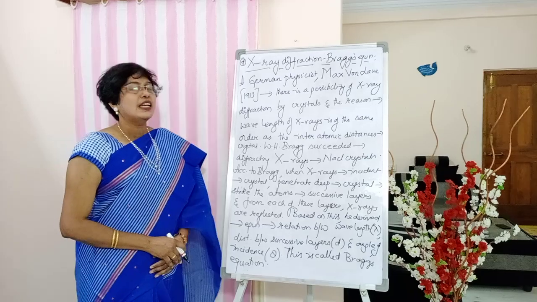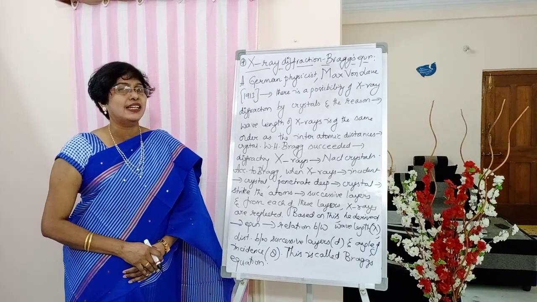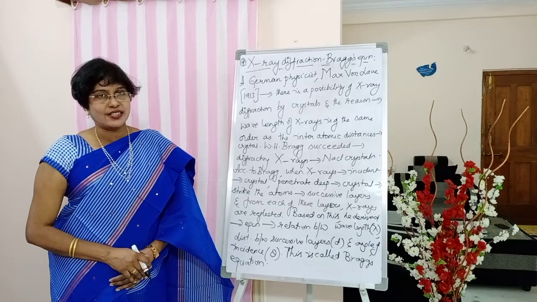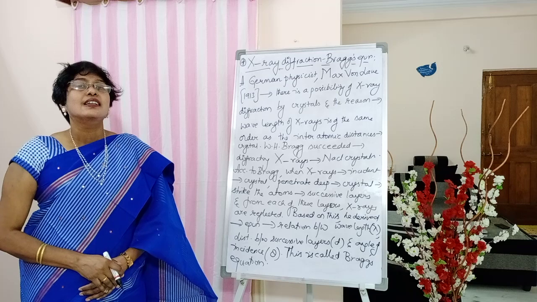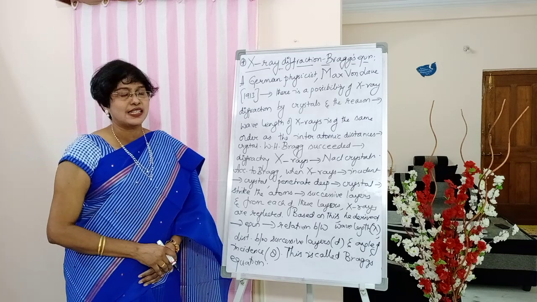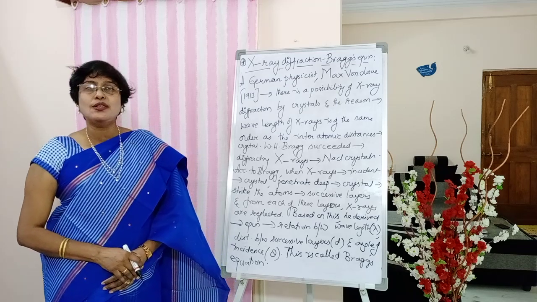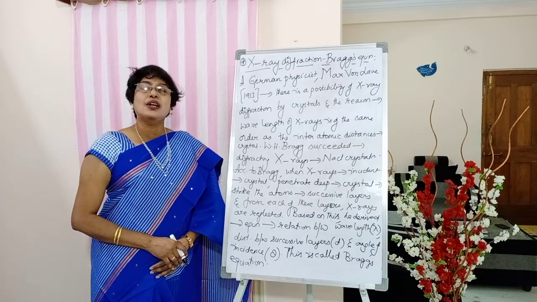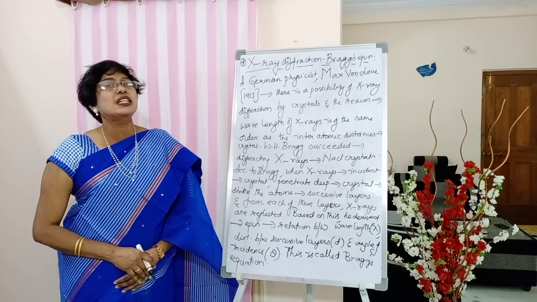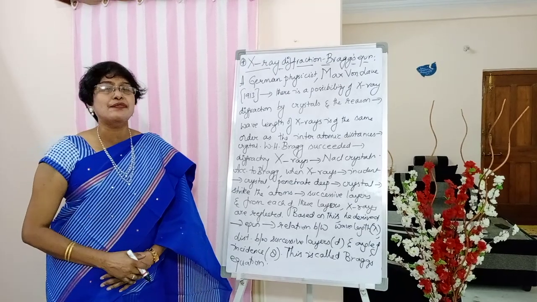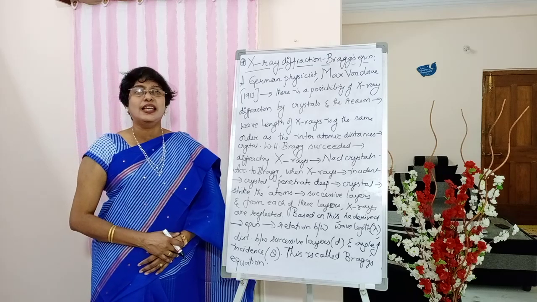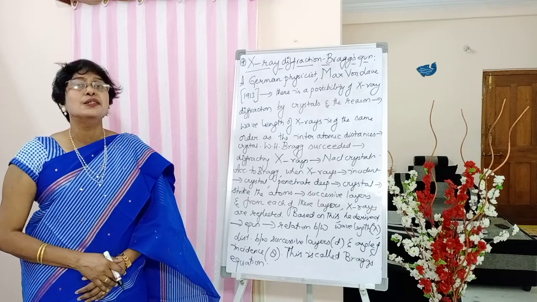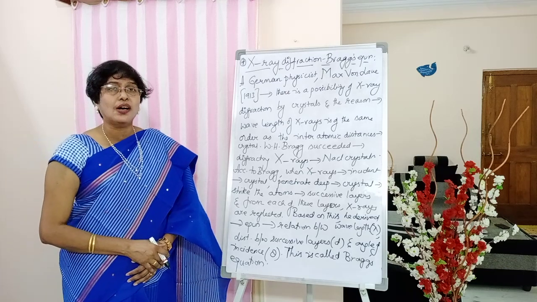X-rays are diffracted when the light is incident on a crystal. What is the reason X-rays are diffracted? The wavelength of X-rays and the interatomic distances in a crystal are of the same order, because of which X-rays are diffracted when they are incident on a crystal. This was observed by the German physicist Max von Laue.